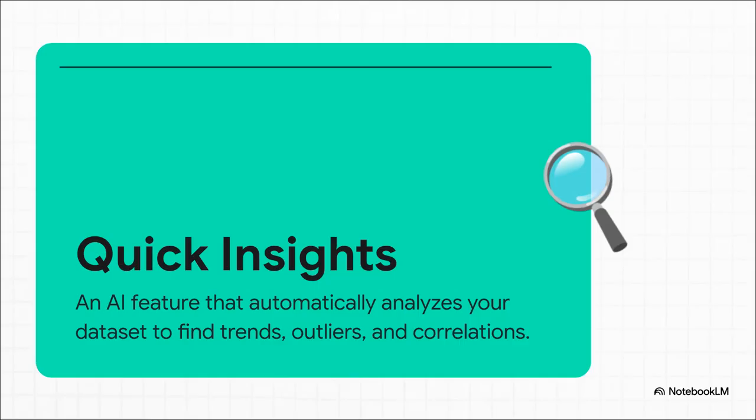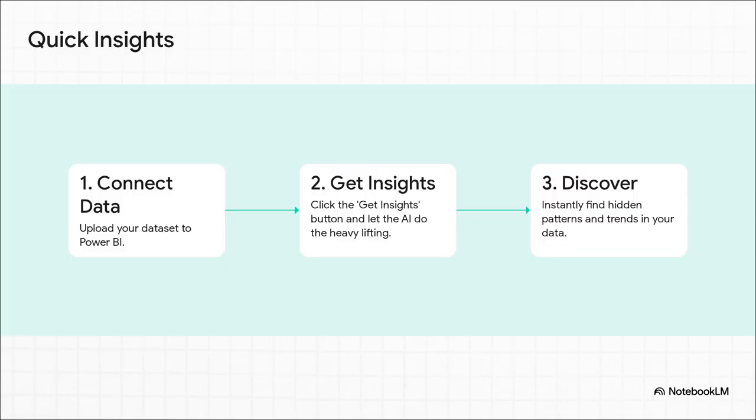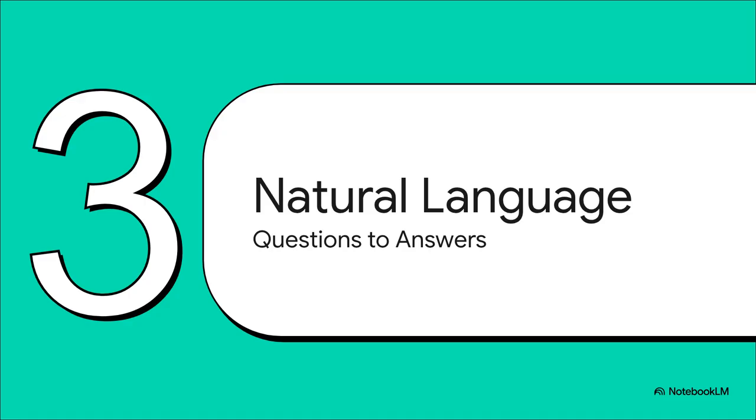Okay, say hello to your new best friend. It's called Quick Insights. Think of it as an AI-powered feature that automatically scans your entire dataset. Its only job? To hunt down trends, spot outliers, and find those important connections you might have easily missed. It's seriously like having a data scientist looking right over your shoulder. And get this, it's unbelievably simple. It's literally 3 steps. You connect your data, you click one single button, get insights, and then you just let the AI do all the heavy lifting. All of a sudden, you're finding these hidden patterns that could be total game changers for your business. It's fantastic.